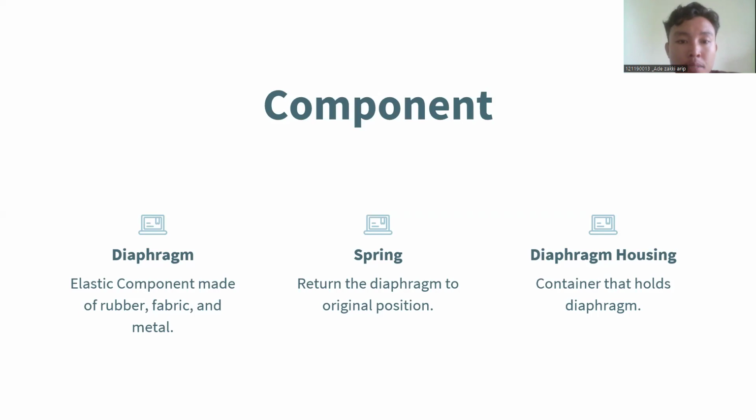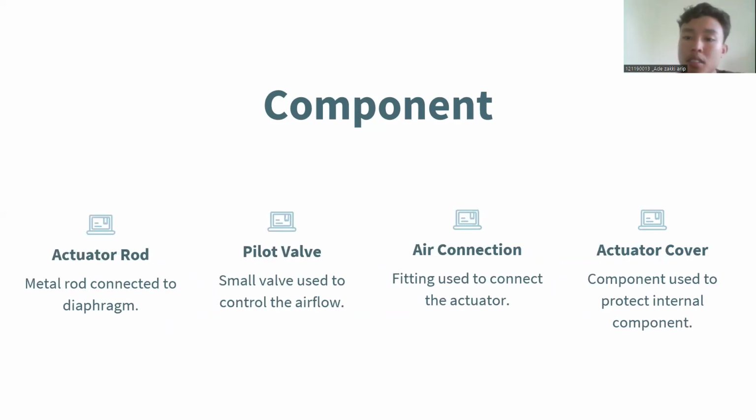Next is the spring. The spring's function is to return the diaphragm to the original position after the air pressure is removed. The spring is usually made of steel. Next is the actuator rod. The actuator rod is a metal rod connected to the diaphragm. This actuator rod moves to operate a valve or other device.